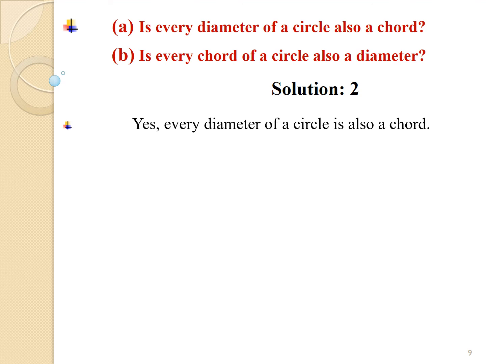Now, sub question B. No, every chord of a circle is not a diameter, because a chord may or may not pass through the center of the circle, but a diameter always passes through the center of the circle.